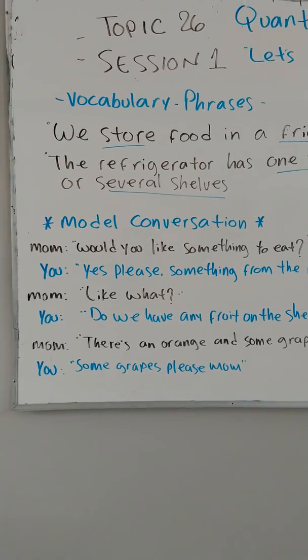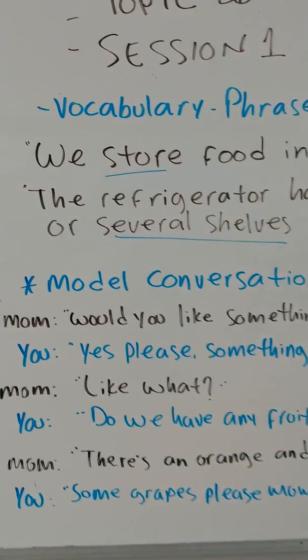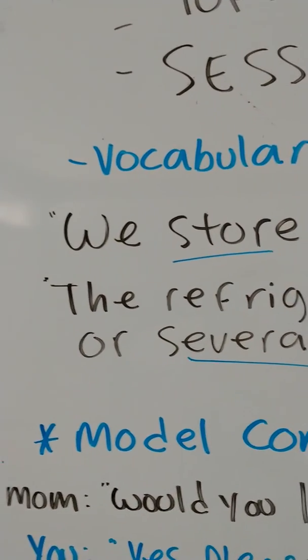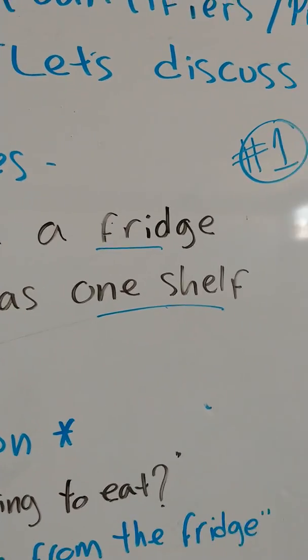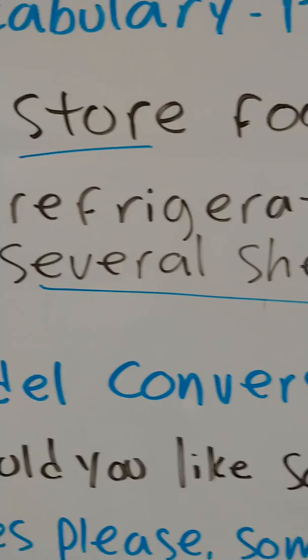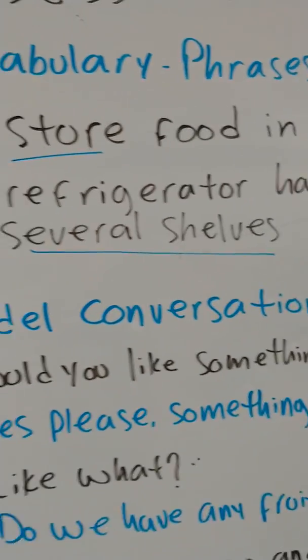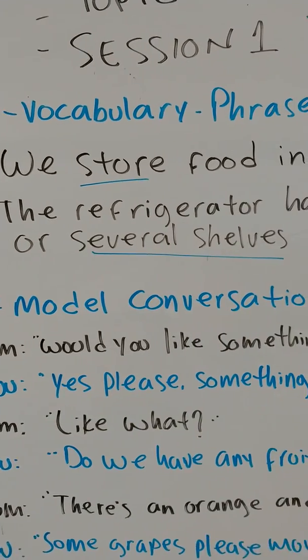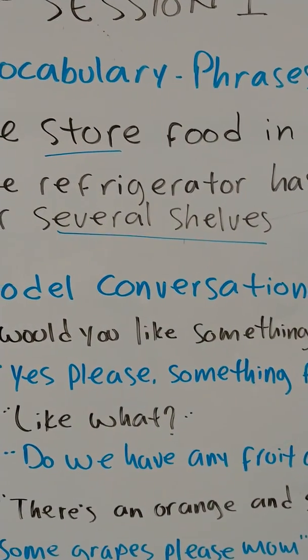Okay, the first sentence we're going to analyze is this one. We store food in a fridge. Fridge, as you know, is the short word for refrigerator, right? And the word store means to keep something in storage, to keep something in a safe place.